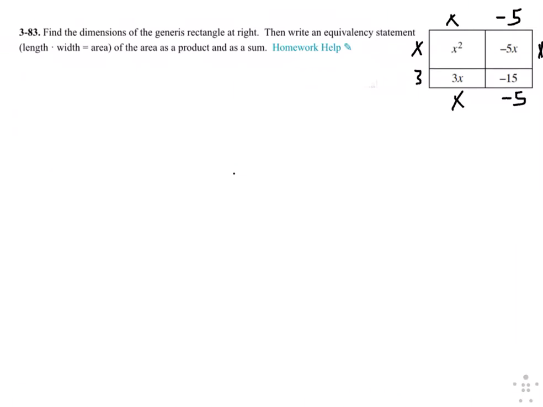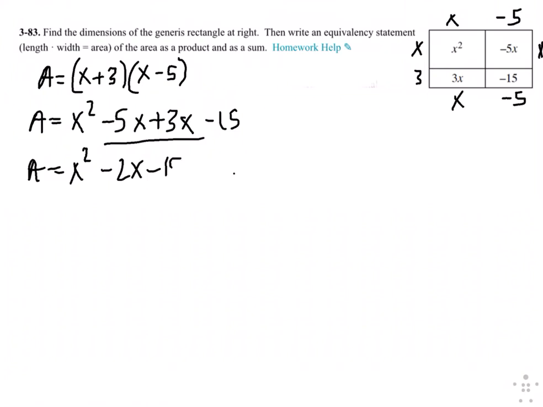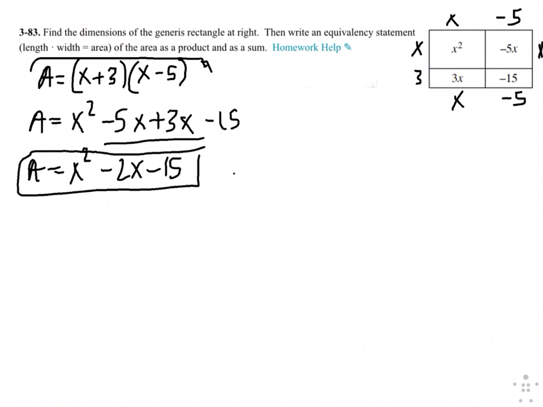So the dimensions for the area would be x plus 3 times x minus 5, right? And if we multiply that, right, area equals, we would get x squared minus 5x plus 3x minus 15, and these are like terms. So we get the area equals x squared minus 2x minus 15. So here it is as the sum of areas, and here it is as a product of length times width.